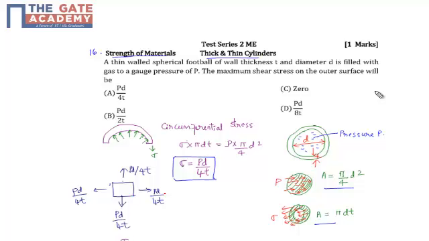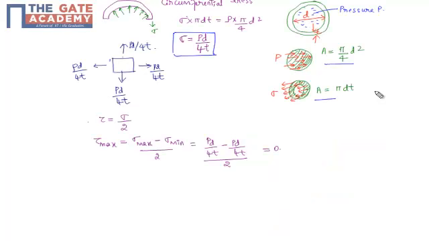Now we will view this formula in a 2D plane stress. The stresses acting in the x direction will be PD by 4T, and the stresses acting in the y direction will be PD by 4T. Now we know that the shear stress will be half of the normal stress. So we will find the maximum shear stress, that will be sigma max minus sigma min by 2. By substituting the values of maximum and minimum normal stresses, that is PD by 4T, we will get the maximum shear stress as 0.